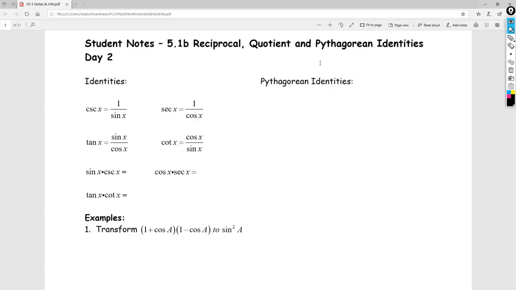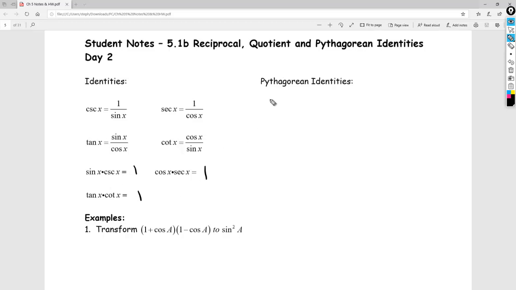Hi everyone, again we are talking a little bit about reciprocal, quotient, and Pythagorean identities. So a little bit of review. My reciprocal identities are as shown, and anything times its reciprocal will be 1. So sine times cosecant, cosine times secant, tangent times cotangent, they'll all be 1.